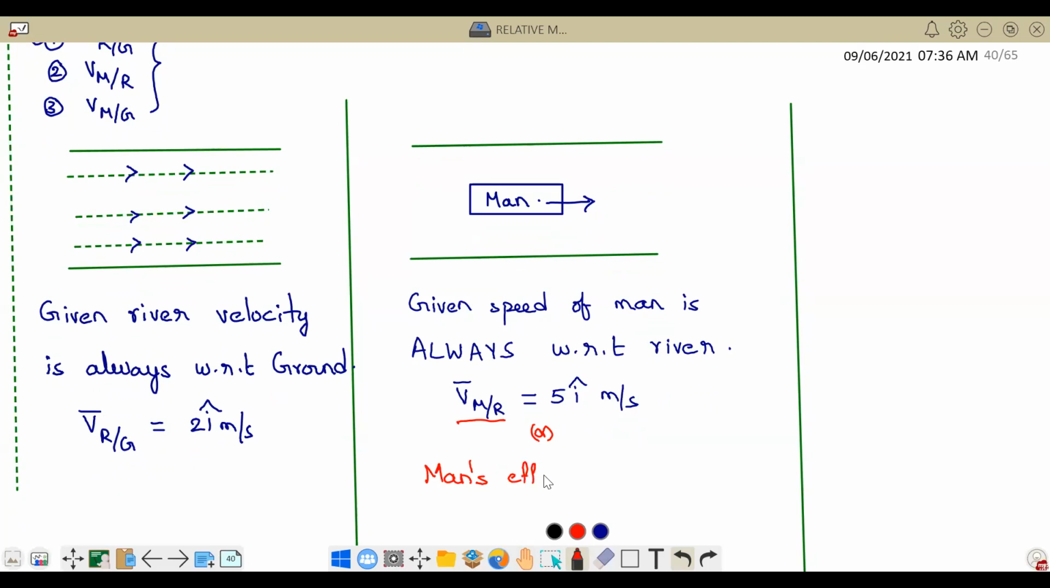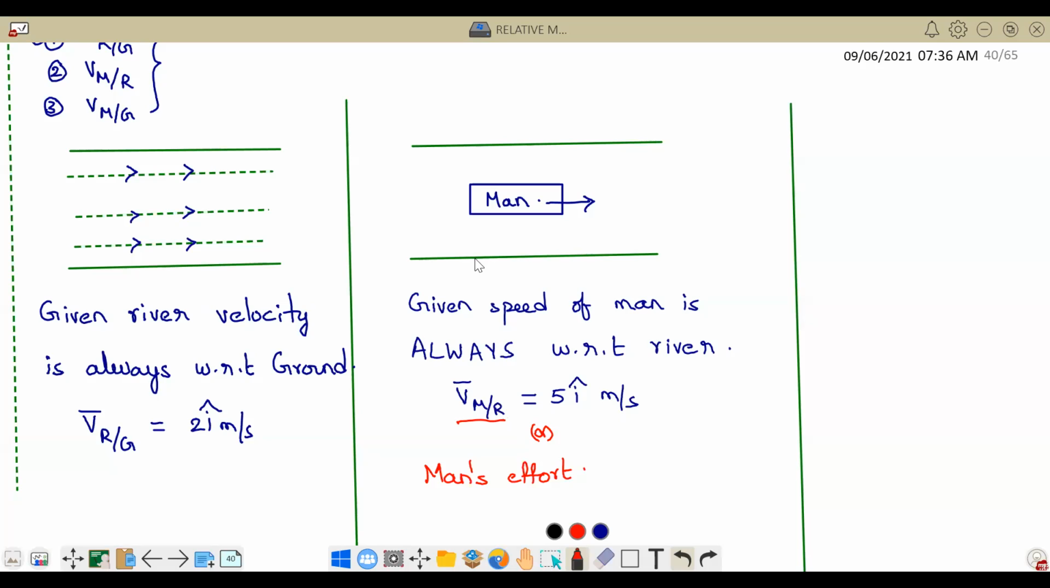These are all different names. One is speed of man. They mention it as speed of man. Another thing is man's effort, they'll say. Man's effort means basically what does it mean according to the relative motion concept?